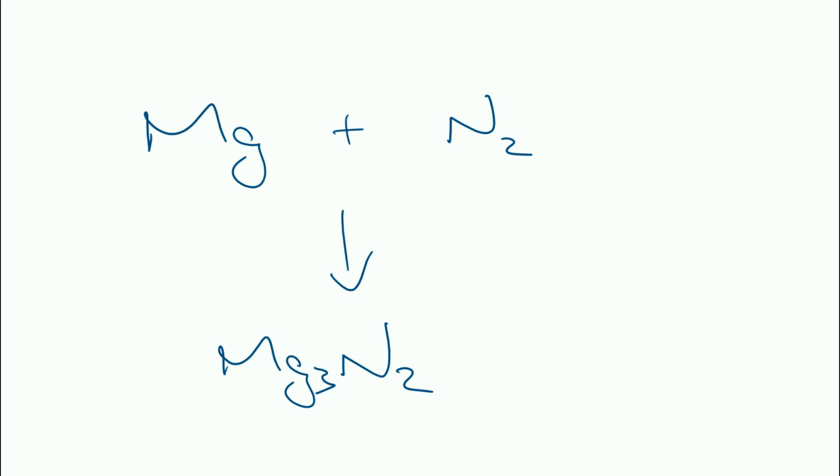The 2 was from the Mg2+, but it dropped and swapped. It's now with the nitrogen. The 3 was from the nitride, the N3-, but it dropped and swapped. It's over with the magnesium now. So that's the drop and swap method. Okay, let's do another example.